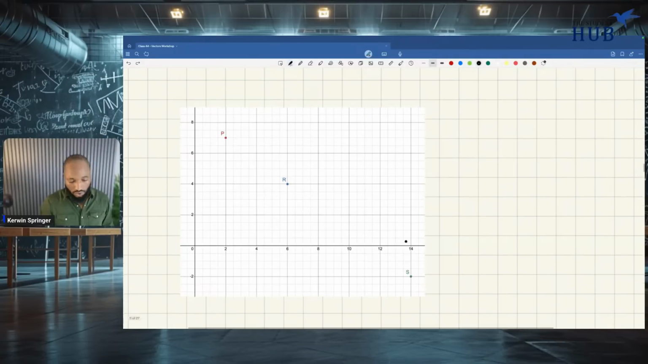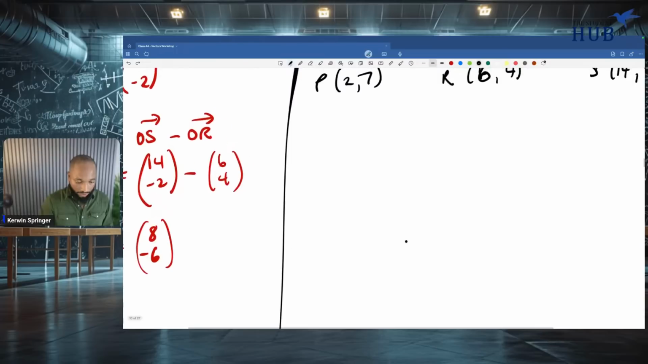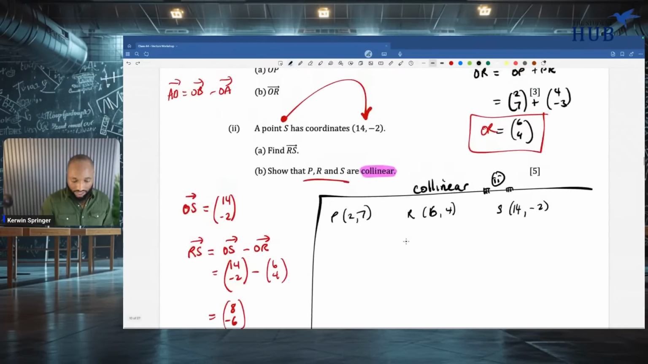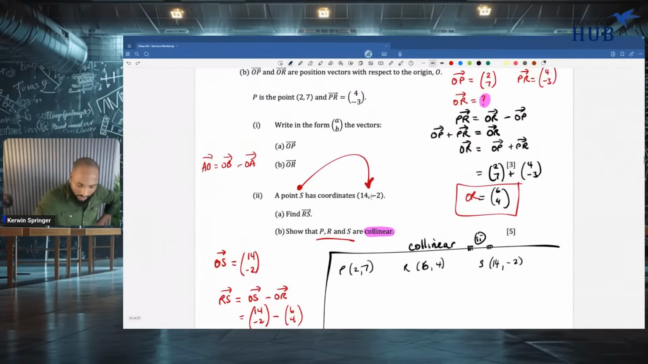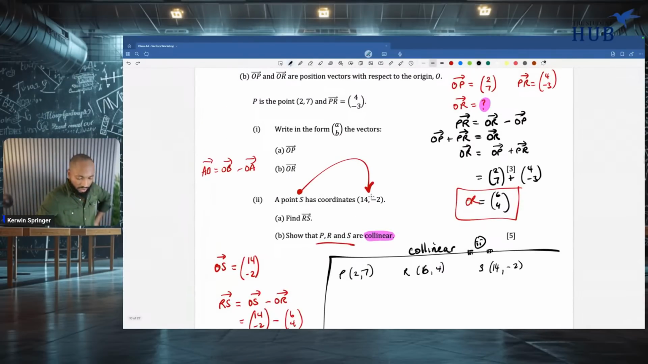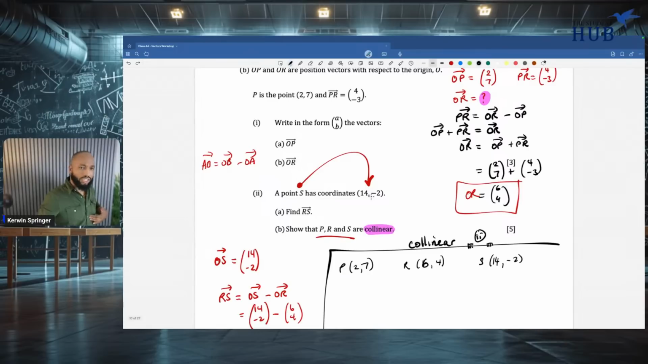So how do we show this? Well, you use vectors connecting the points. So we check and see if we have PR or PS or RS or SR. Check and see what vectors we have. RS.